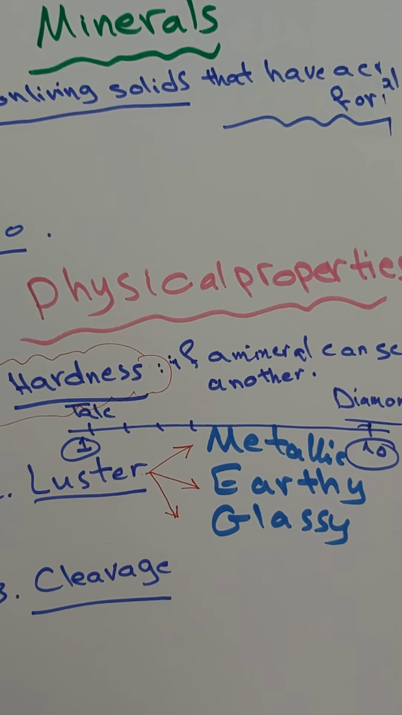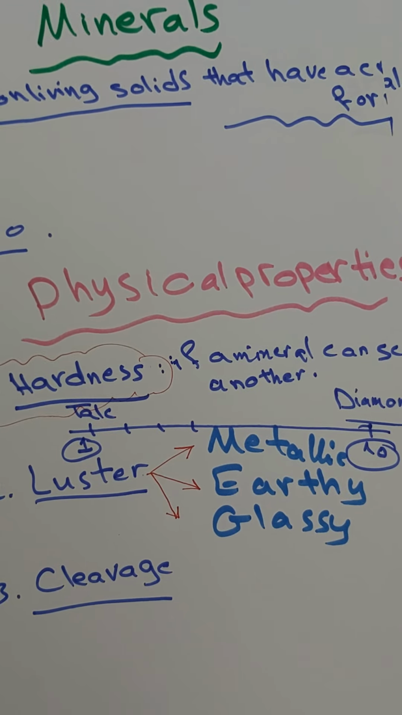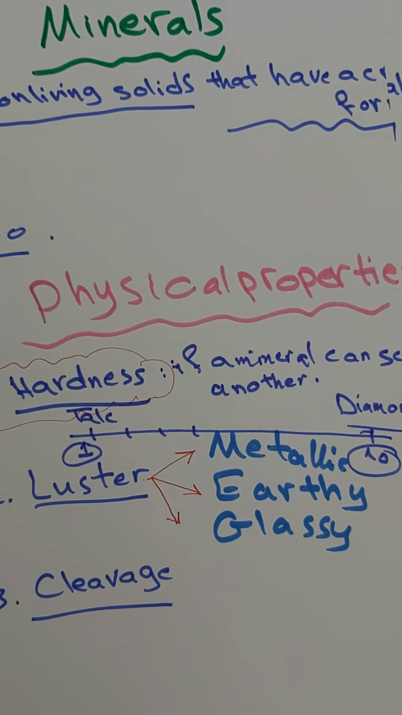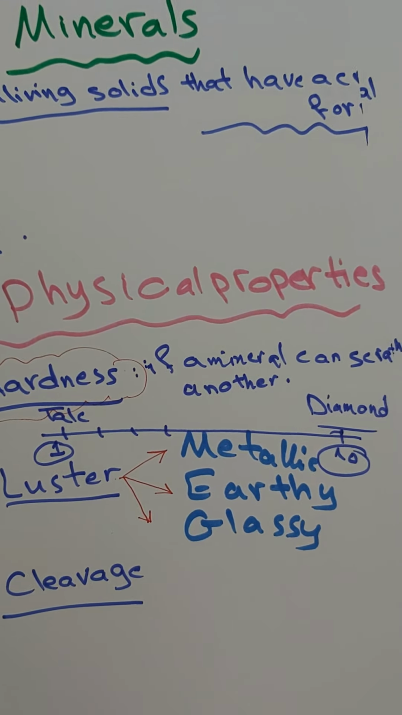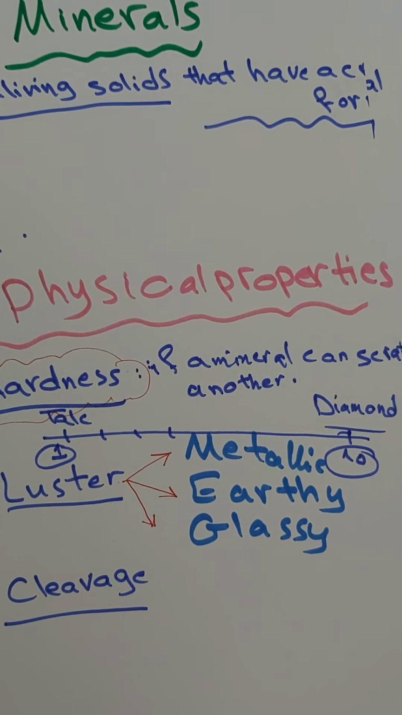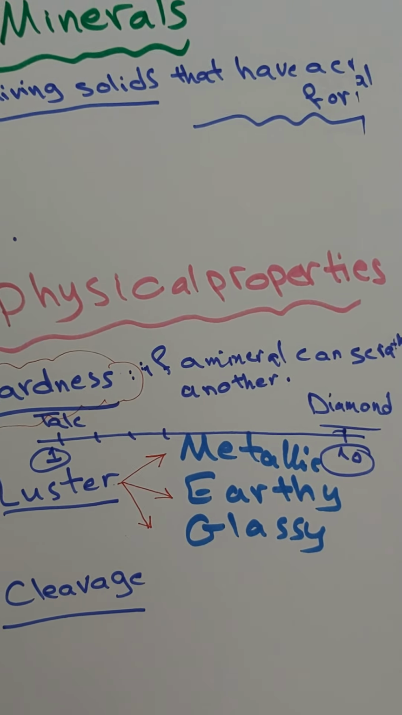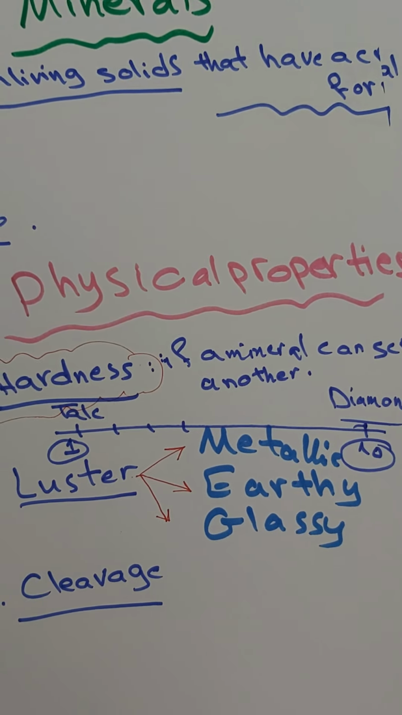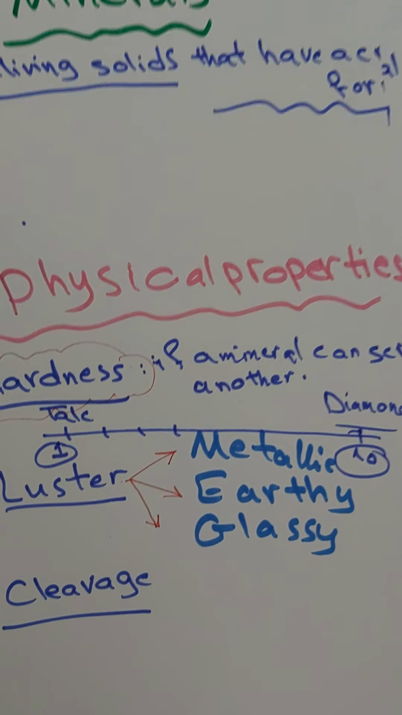Okay, so this is the second physical property. So we skipped hardness. Hardness tells you if a mineral can scratch another mineral. And the scientist Frederick Mohs put a scale from 1 to 10 to tell you about the hardness of different minerals. So talc is the softest and diamond is the hardest. Then luster means the brightness of this mineral. It depends on the reflection of light. So if it appears very bright, metallic, then earthy, then glassy.